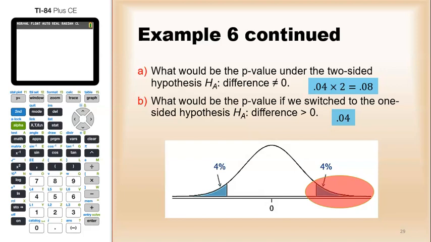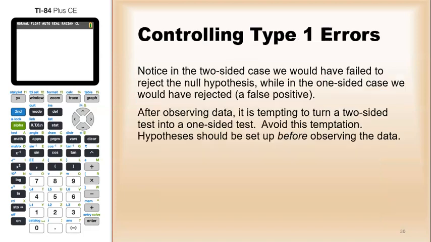So if you notice, the two-sided test, I would have failed to reject, and would say there's no difference. The one-tailed test, I would have rejected and said the difference was greater than zero. That would have been a type 1 error. So notice in the two-sided case, we would have failed to reject the null hypothesis, while in the one-sided case, we would have rejected it. So type 1 error, or false positive.